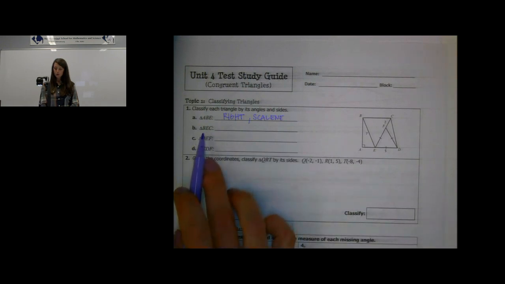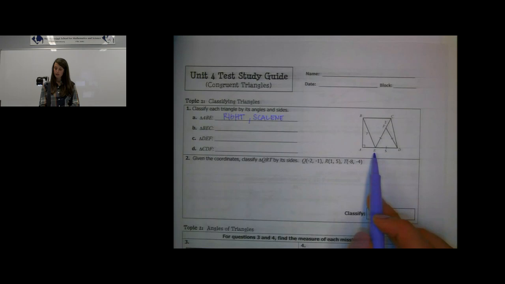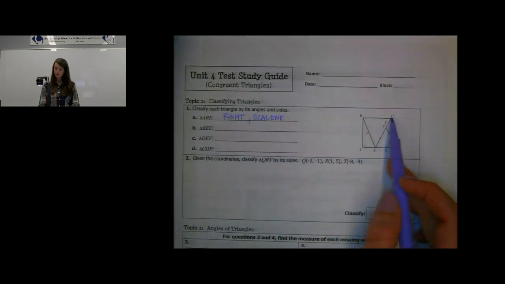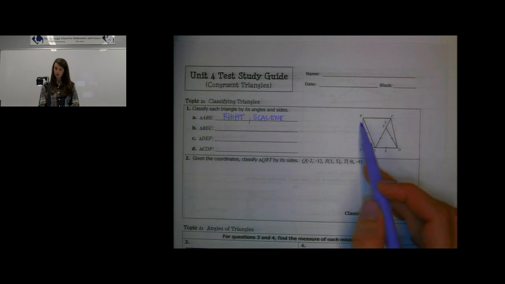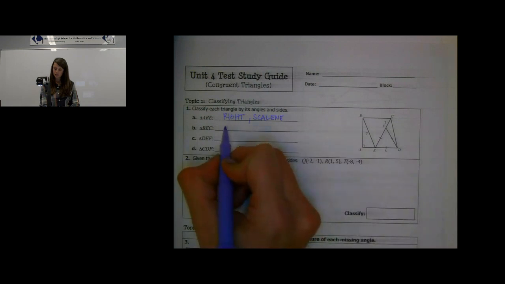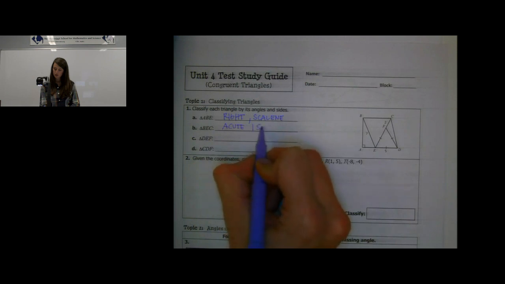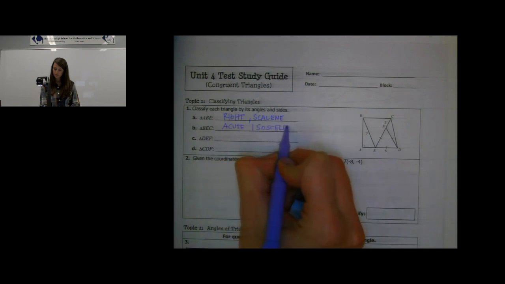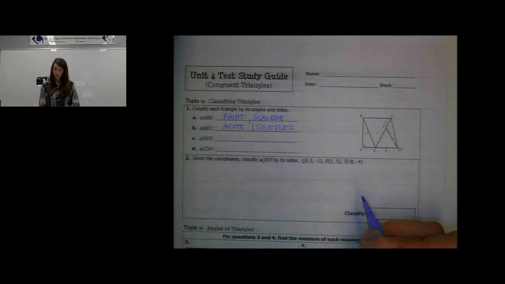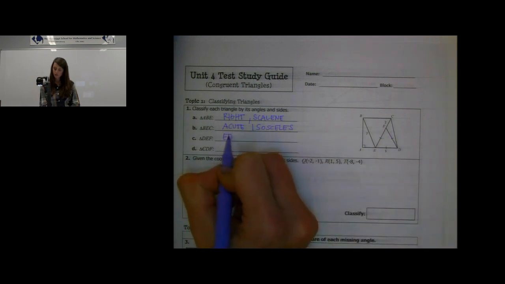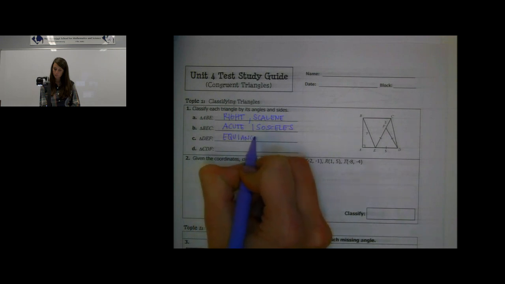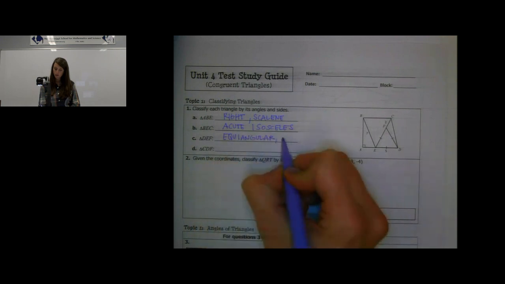Okay. Triangle B, E, and C right here. So what type of triangle is that one going to be? Okay. This is going to be an isosceles, so an acute isosceles. Okay. And D, E, and F, so all those are congruent. So that's going to be what? An equiangular. An equilateral.